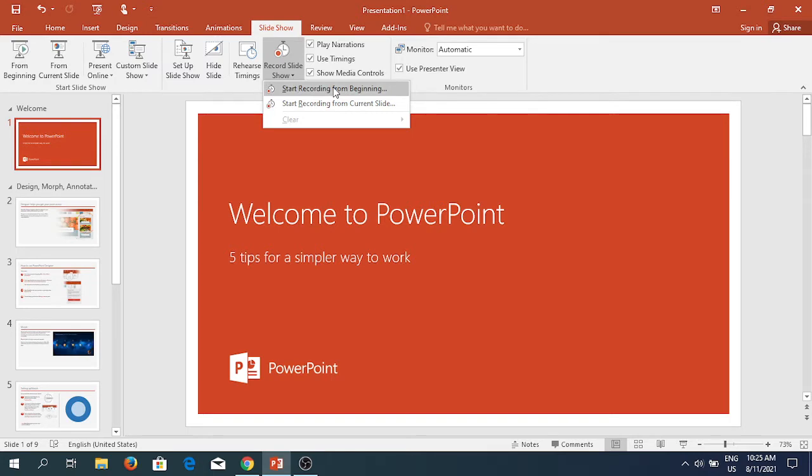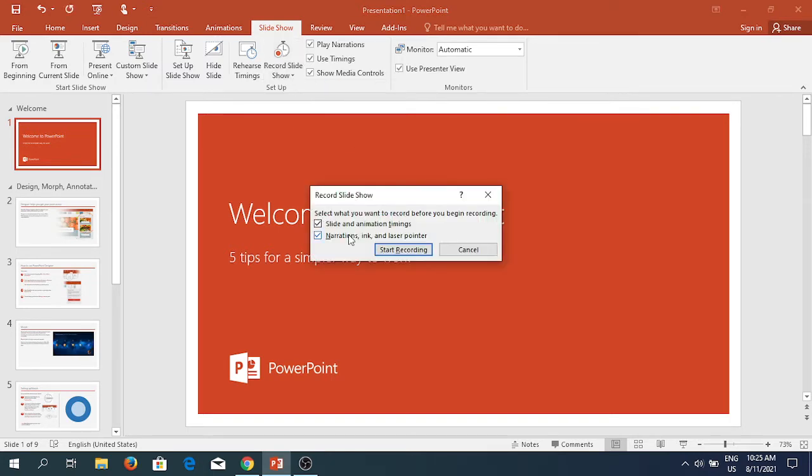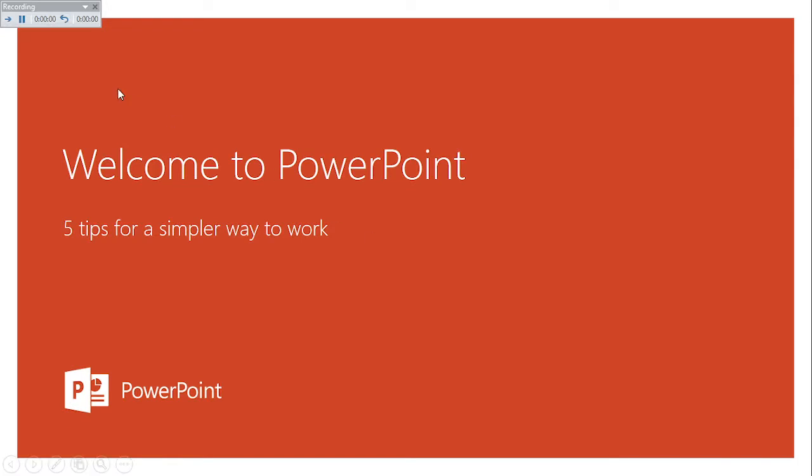Now if I click on Start Recording from Beginning, it will again ask me to select what I want to record before I begin recording: slide and animation, narration, ink and laser pointer. Now I will click on Start Recording here. Now you can see the recording has just started. I can simply pause it here.